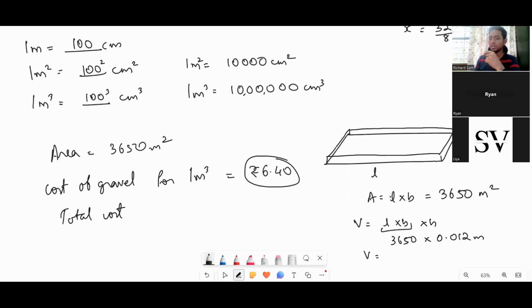For meter square, you're multiplying length into breadth, that is meter into meter. That's why meter square. For volume, you're multiplying meter into meter into meter. That's why meter cube. Clear, everyone? So we write meter cube in the final answer for volume. Yes, for this volume, you'll write meter cube, and you'll multiply this volume with the cost. Is everyone clear with this 100%?